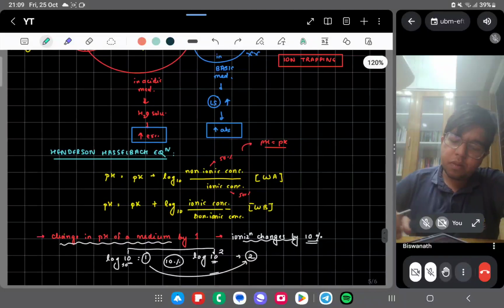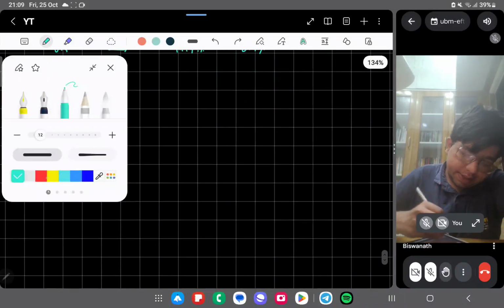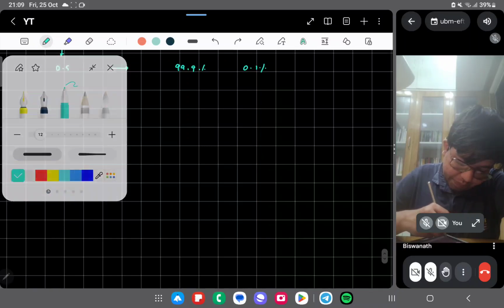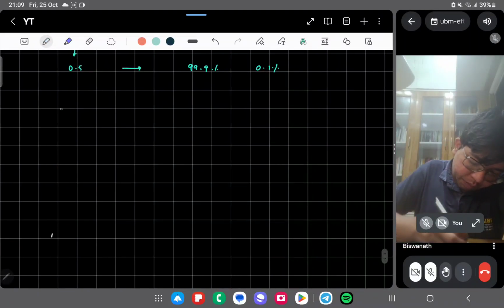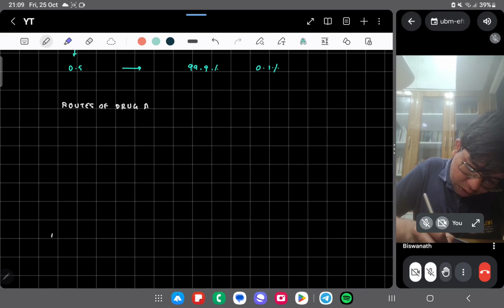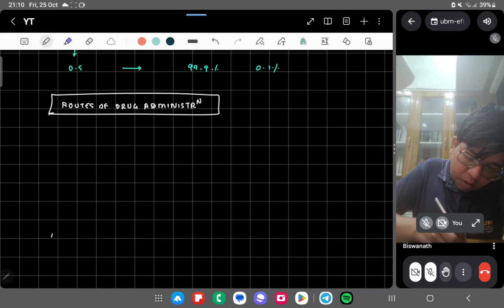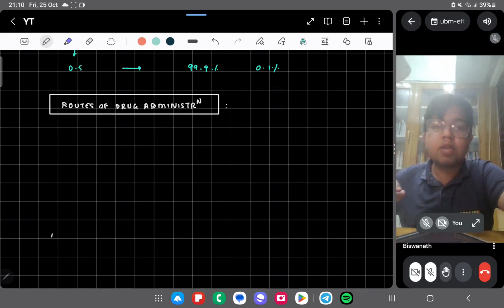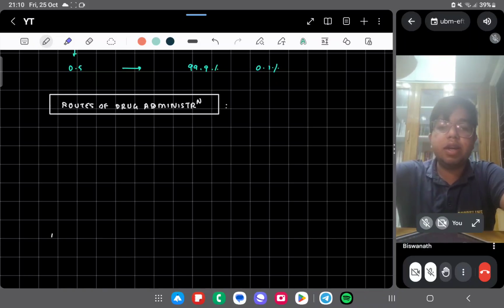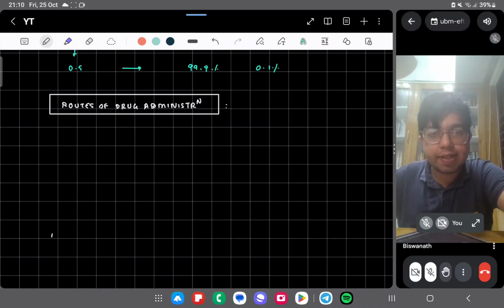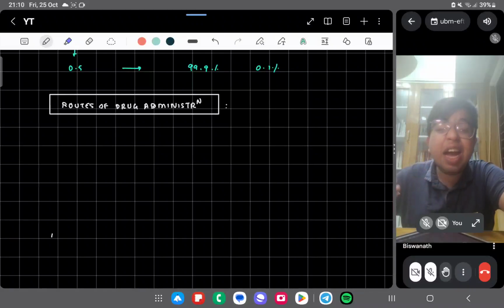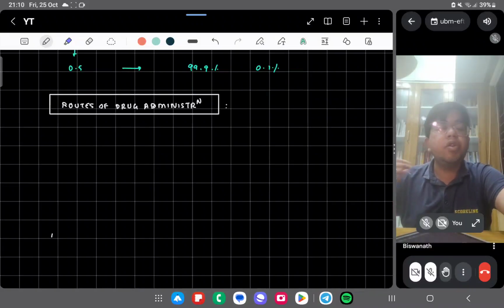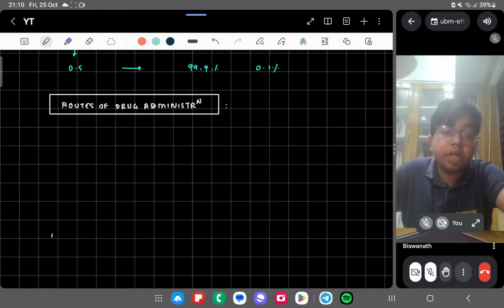Right. Let's discuss routes of drug administration. In what routes you are administering the drugs and how they're exerting their effects. Right. Are they going to the systemic circulation? Or are they not touching the systemic circulation?